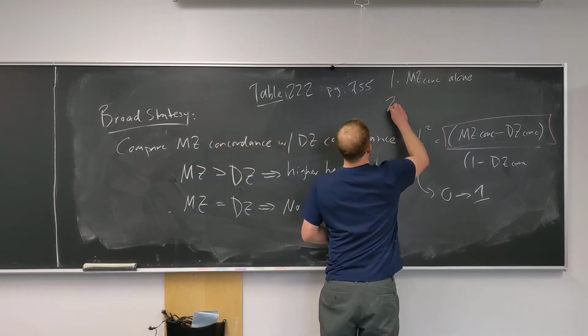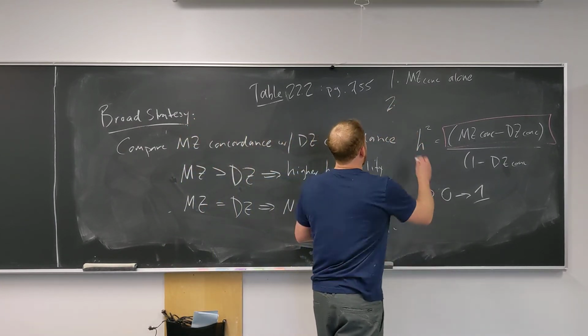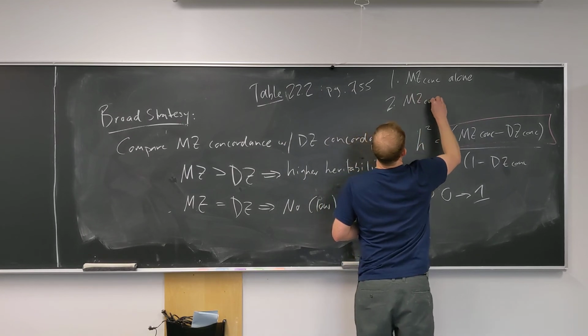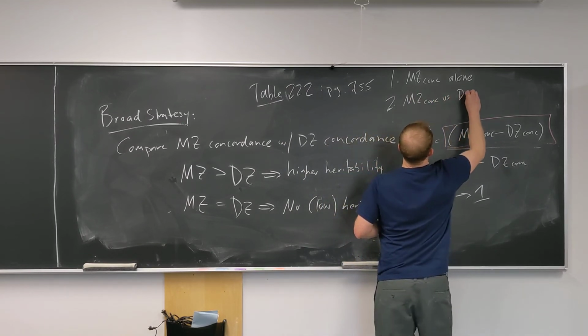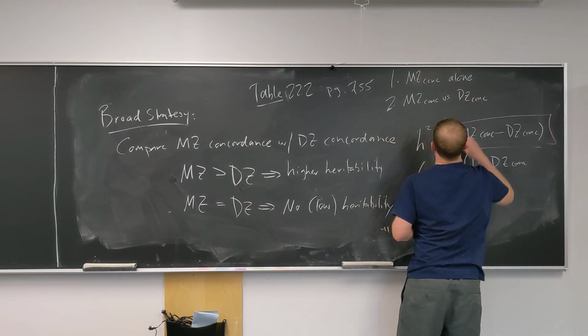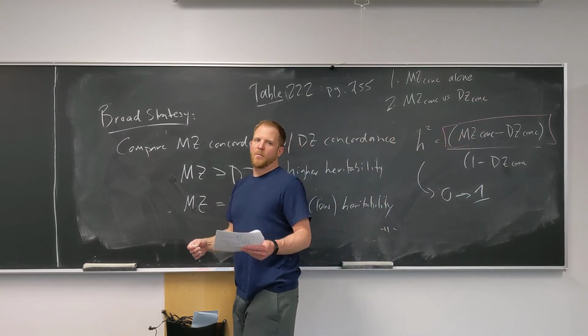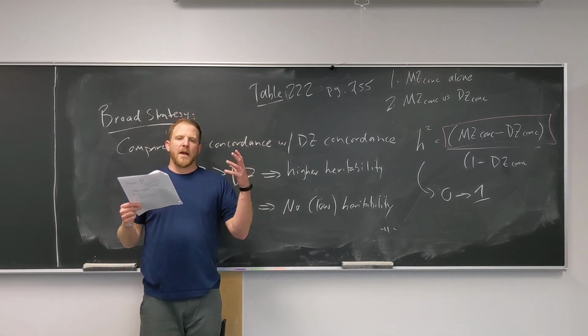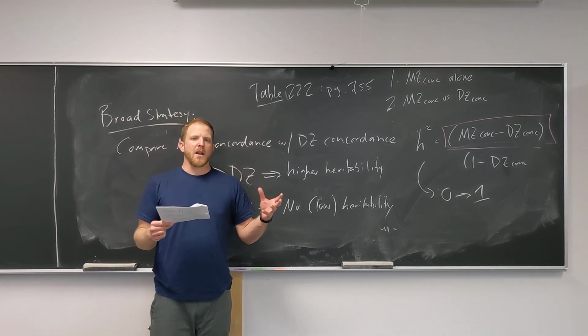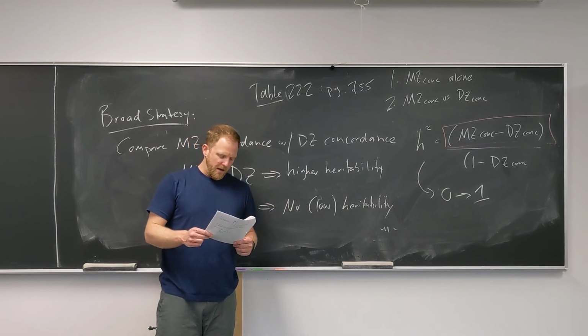And the second thing you can do in this table is to compare the monozygotic concordance versus the dizygotic concordance. So then you get an even better idea of how much of that trait has a genetic component to it. So two different ways to look at it.